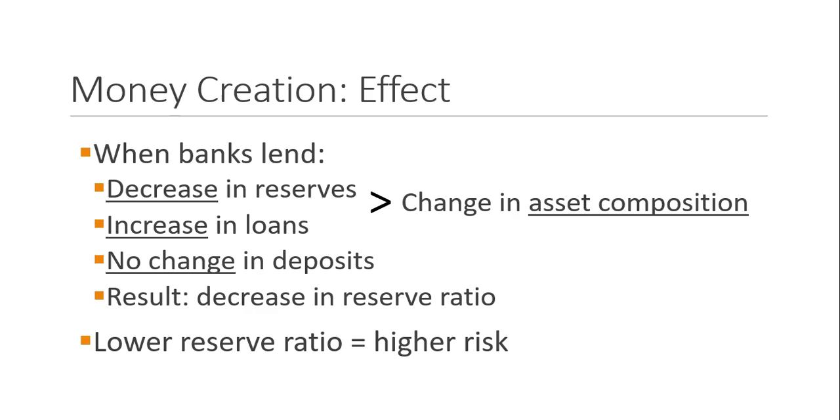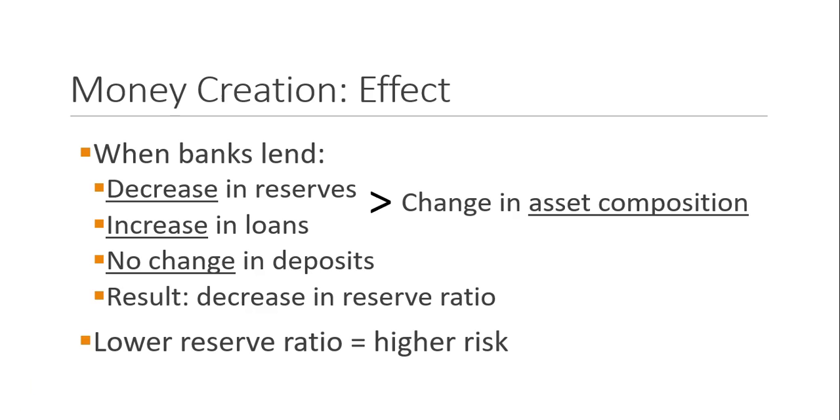Now, what is the effect of money creation? When banks lend, there is a decrease in reserves and an increase in loans. So as we said before, that's a change in asset composition. No change in total assets. We've changed the composition, the makeup of assets. Decrease in one category and increase in another. There's no change in deposits, so we haven't changed the liability side of the balance sheet.